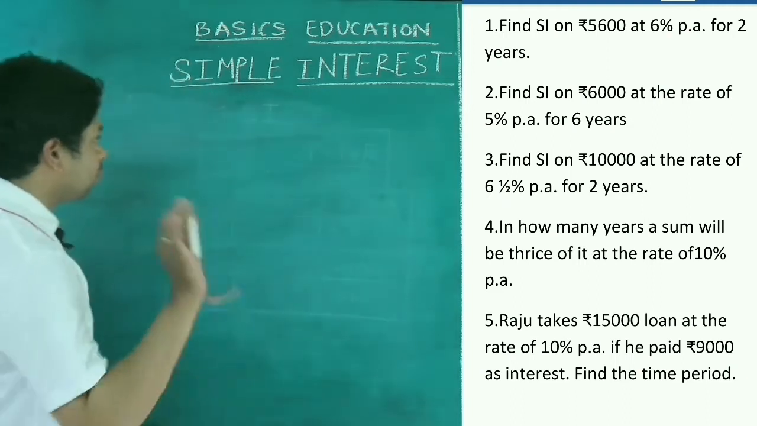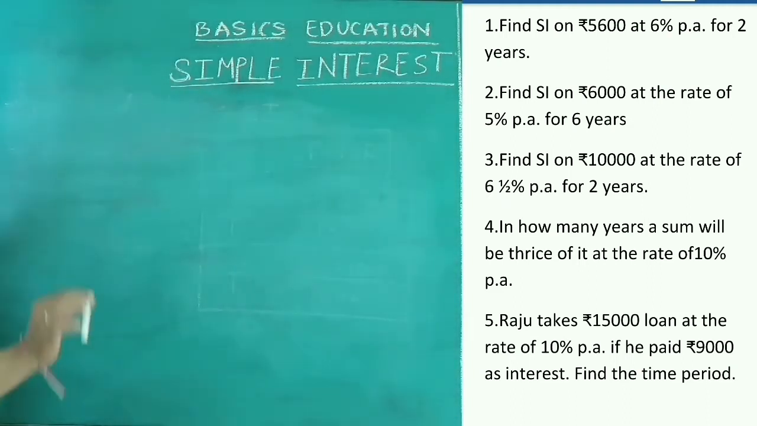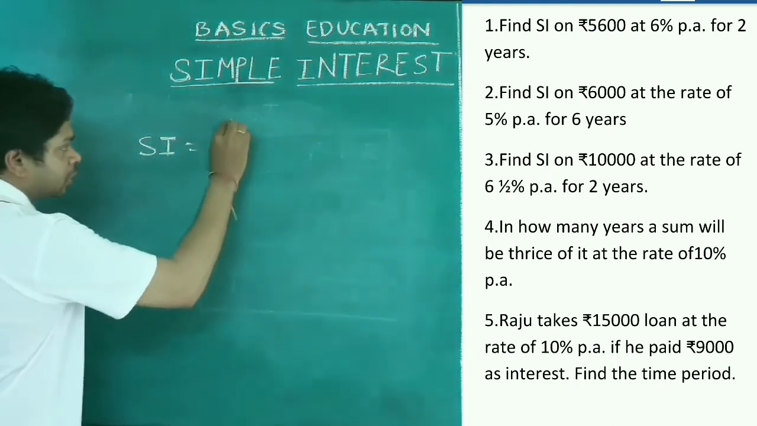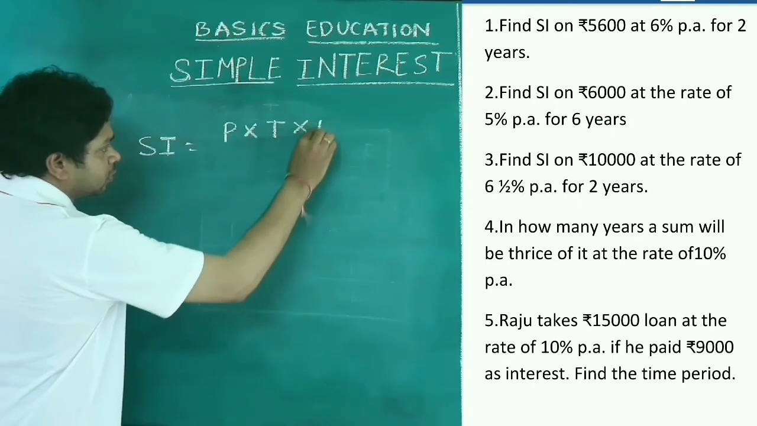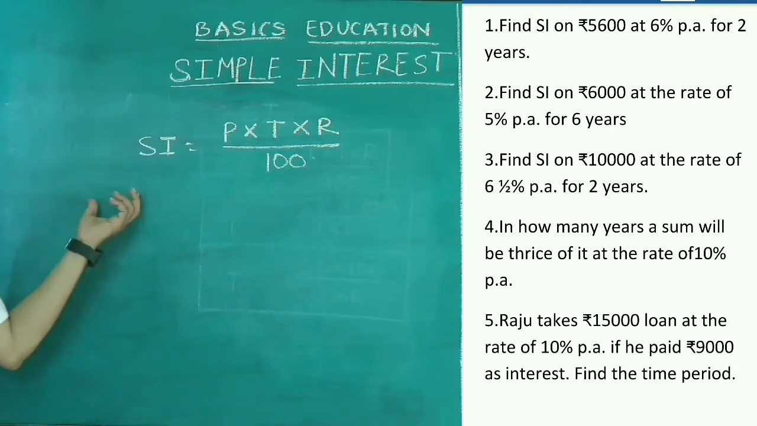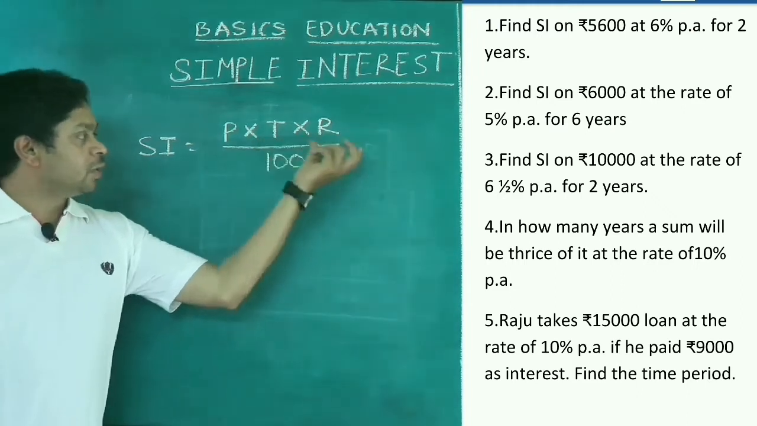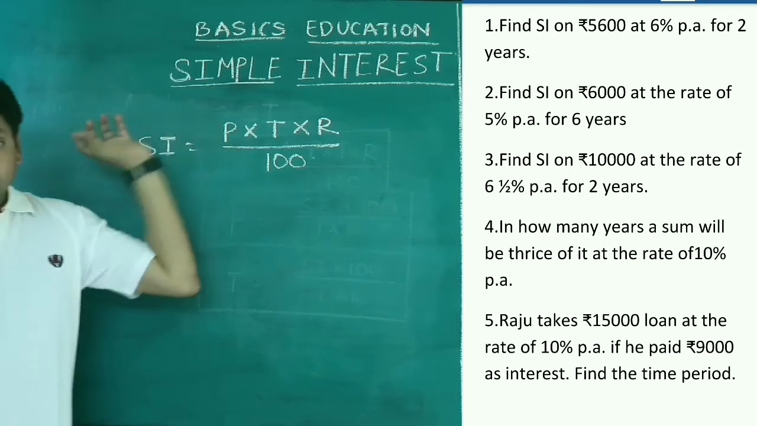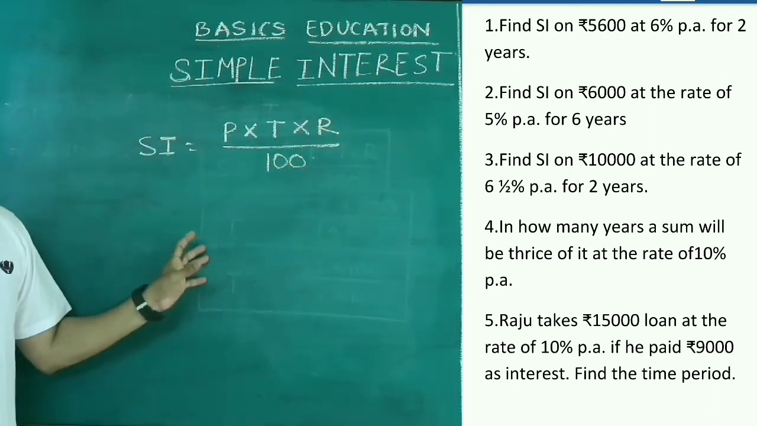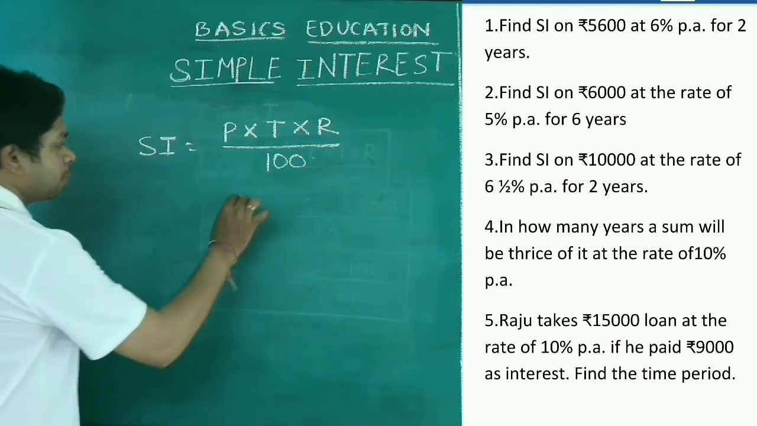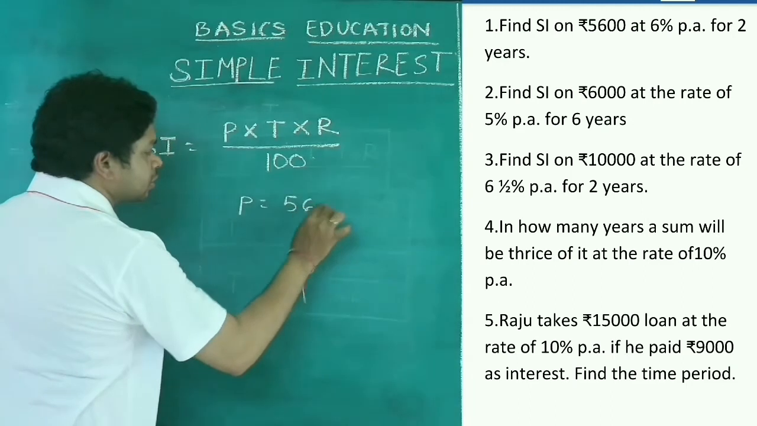Okay. For this we have to calculate the simple interest, so we have to know the formula. Simple interest is equal to principal into T into R by 100. Here we have to find the principal from the question. What has he given? On the particular sum of 5,600 rupees. So that is the principal amount, P equal to 5,600 rupees.